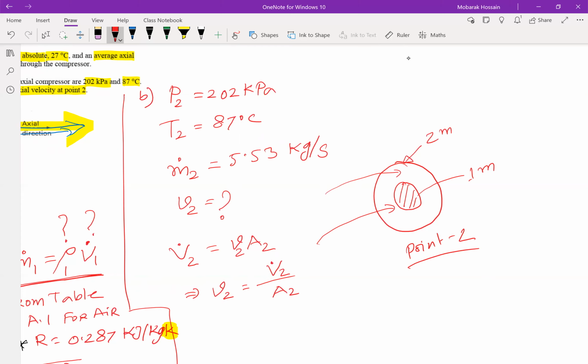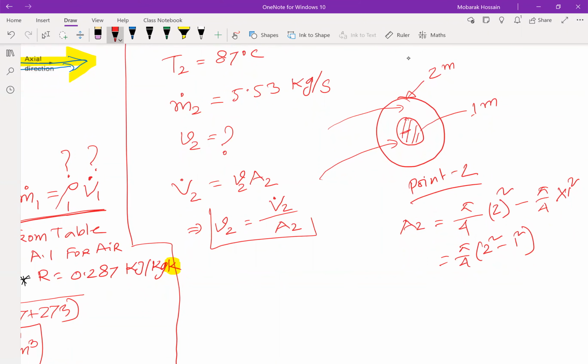Now area 2, if you consider the whole thing as hollow, it will be pi over 4 times the diameter squared for the whole big section, then minus the solid part because air will not pass through here, so pi over 4 times the small diameter squared. So area is pi over 4 times (2 squared minus 1 squared). So area is done. Now we need to find out the volume flow rate.